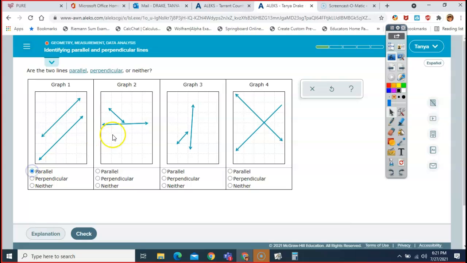Parallel. All right. How about this one? These two. Those would be neither. What about this one? And that's going to be perpendicular. Yes, because if you straighten it up, if you turn it, if you have the ability to rotate this, it's going to look like this. If it looks like a T, it's perpendicular.